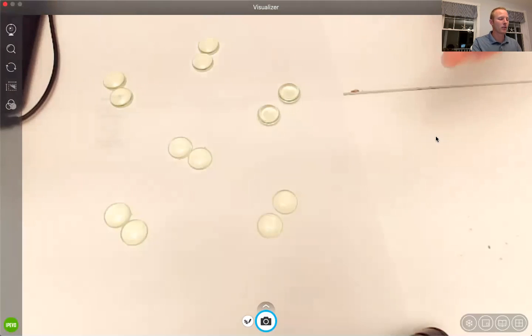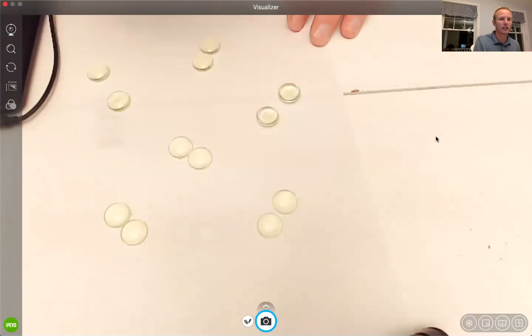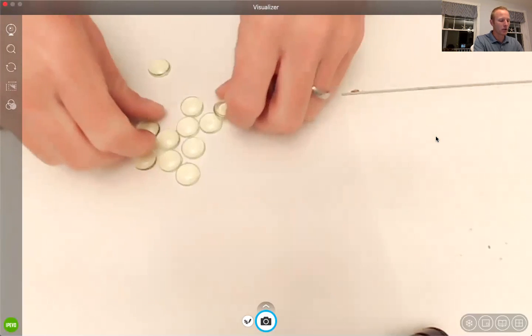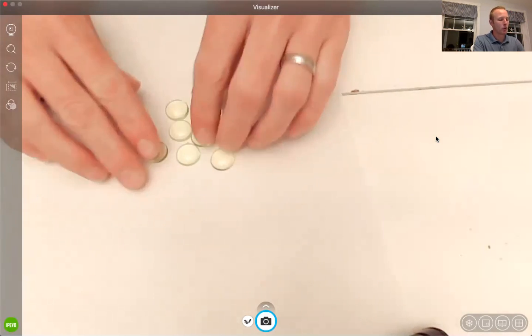So now I've taken my 12 things, I've put them into groups of 2, and now I need to figure out how many groups there are. I can see there are 1, 2, 3, 4, 5, 6. So 12 divided by 2 is 6. Let's do one more problem here with the counters, just like that. And then we will go and look at the whiteboard.